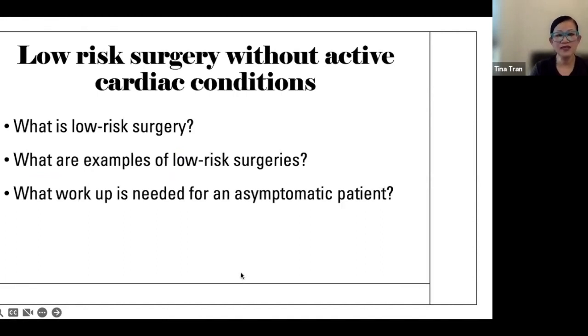So if a patient is having low-risk surgery and they do not have active cardiac conditions, would you do any kind of workup? So we've confirmed no active cardiac conditions.